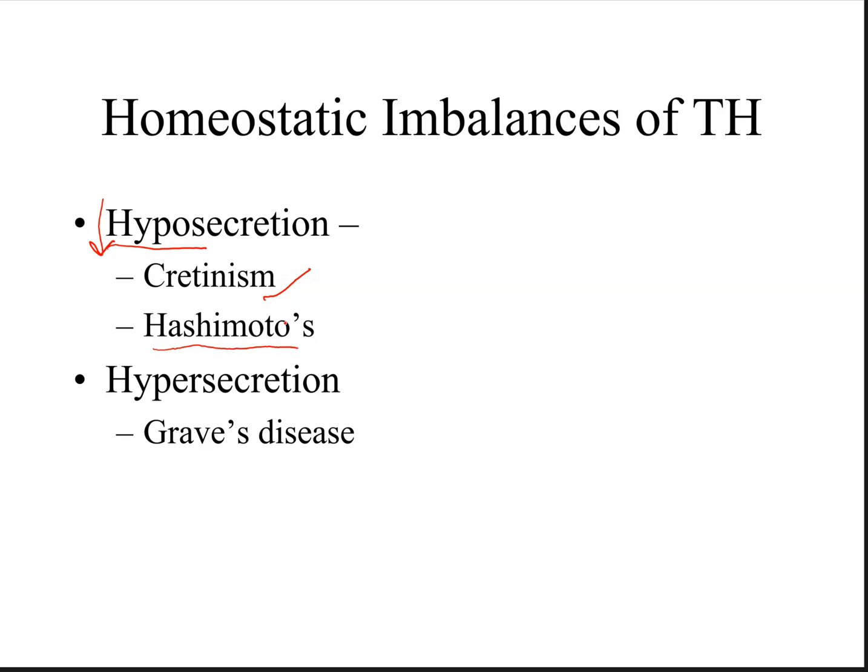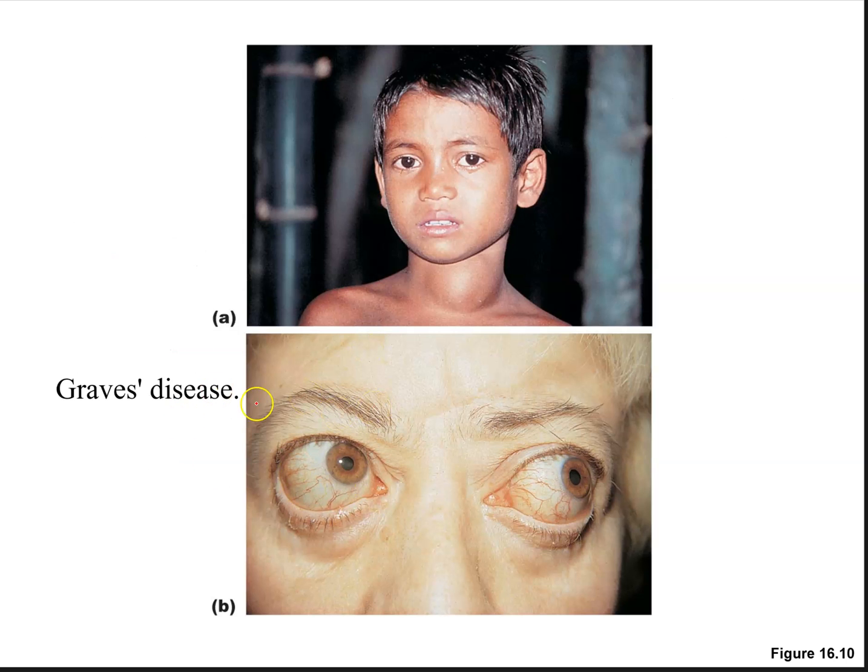Now, the difference between hypothyroidism and Hashimoto's disease is that Hashimoto's is an autoimmune disease that damages the thyroid gland, whereas hypothyroidism can simply be due to an underactive thyroid, and it need not necessarily be due to the immune system. And hypersecretion leads to a condition known as Graves' disease. So Graves' disease is due to an overactive thyroid.